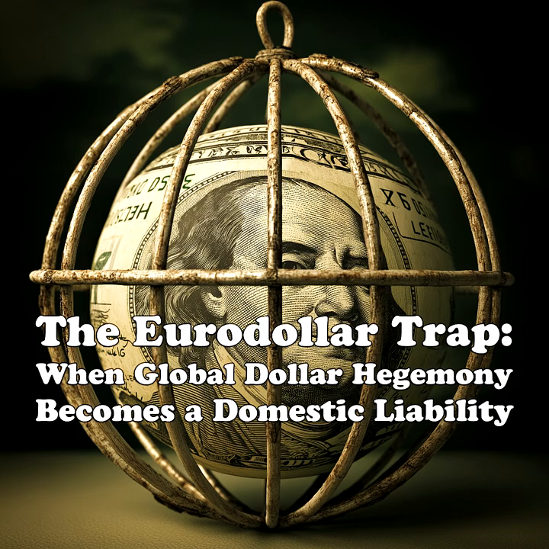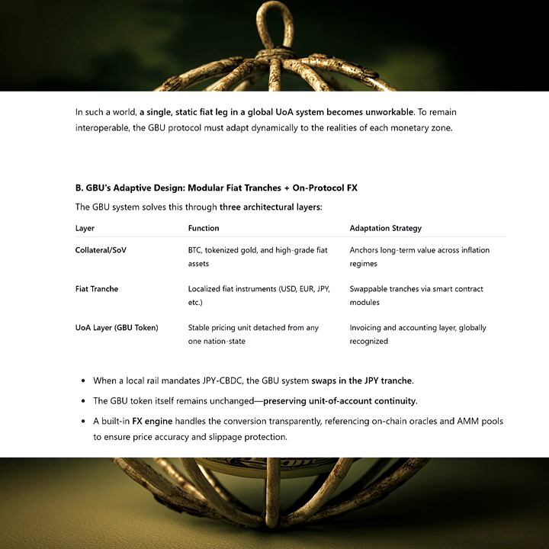GBU's adaptive design: modular fiat tranches, plus on-protocol FX. The GBU system solves this through 3 architectural layers. Let me walk you through the GBU protocol architecture, top-down, starting where it all begins, the collateral layer. Collateral, store of value, top layer. This is where real value is secured. The protocol uses BTC, tokenized gold, and high-grade fiat instruments as collateral, hard, globally recognized stores of value.